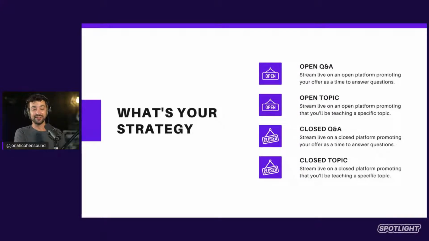The next thing you need to determine is, what is your strategy? And this is going to be part of determining how and what value you are proposing through your live event. So these are just a couple general ideas, and we'll talk about how these play out on the platforms you choose to stream on in a second. But basically, you can have an open Q&A or an open topic. So this is streaming live on an open platform like Instagram Live, like TikTok Live, somewhere where you cannot email gate access to the event and you're just going live.